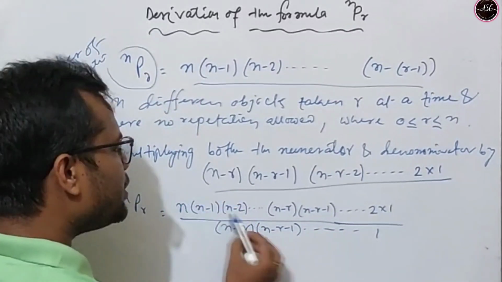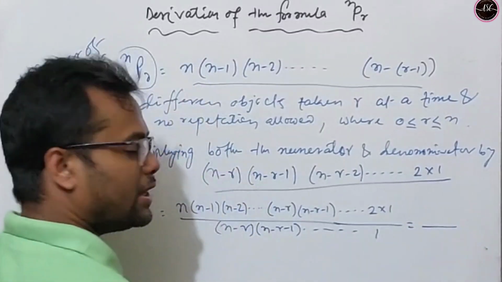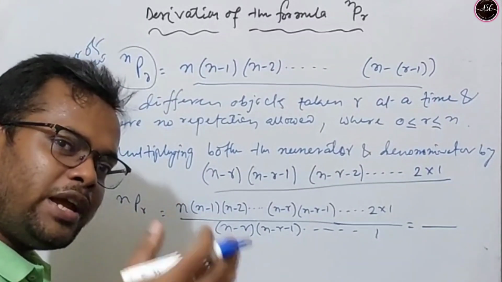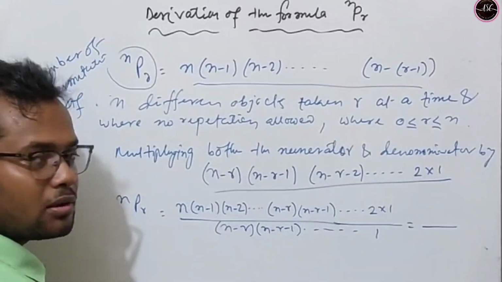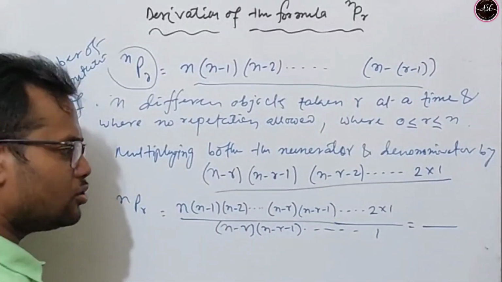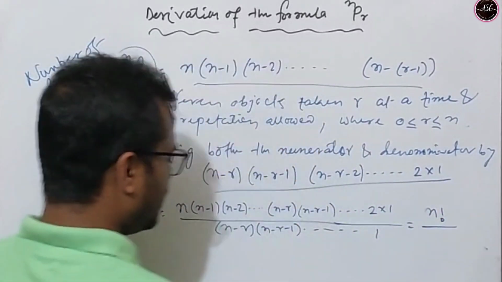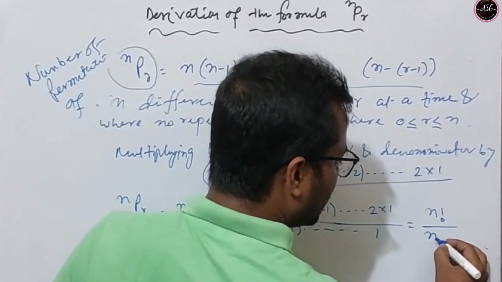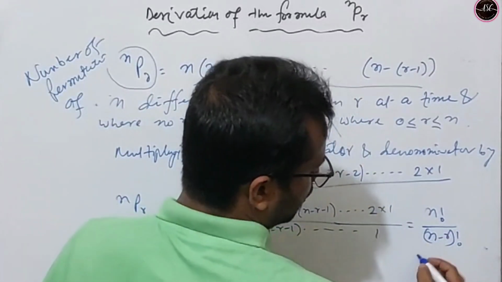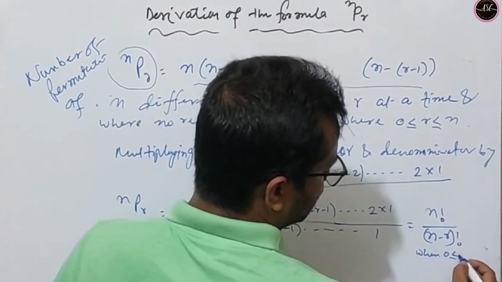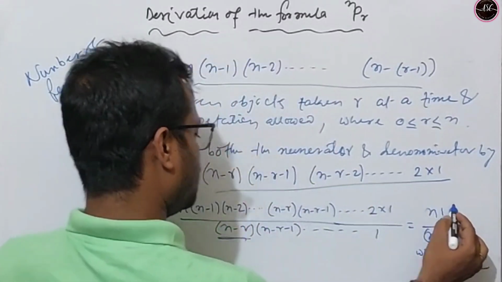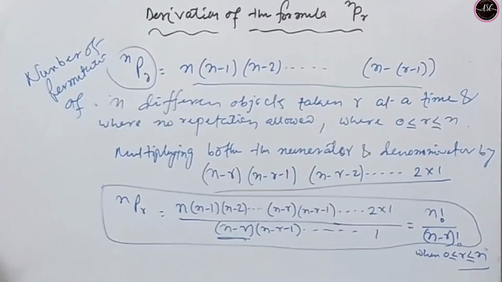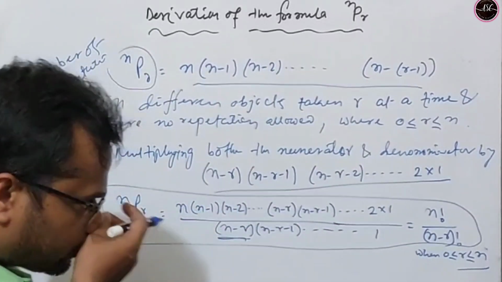So by the formula of n factorial, n factorial equals n into n minus 1, up to 1, from n to 1. So the numerator can be written as n factorial. And in the denominator, the first term is n minus r and it goes up to 1, so this can be written as n minus r factorial, where 0 is less than or equal to r, which is less than or equal to n. This formula is very, very important. We use this formula to solve various problems, so this should be remembered.